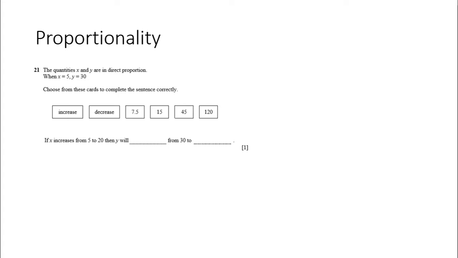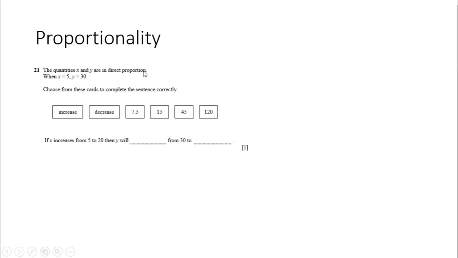Another question of proportionality. It's surprising that they try to trick us out with proportionality more than once on this test. In fact, we're going to take up 3 questions like this in this one test. So again, we know this is proportionality because they tell us in the question, quantities x and y are in direct proportion. When x is 5, y is 30.